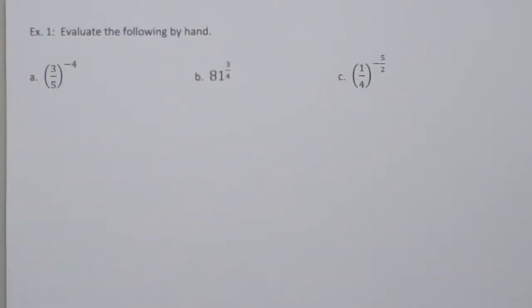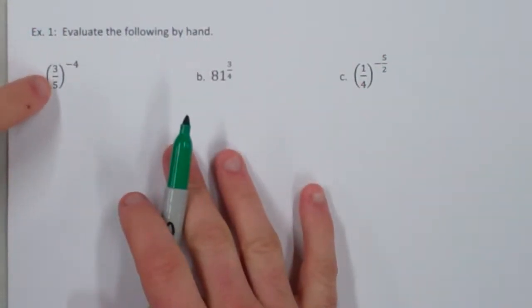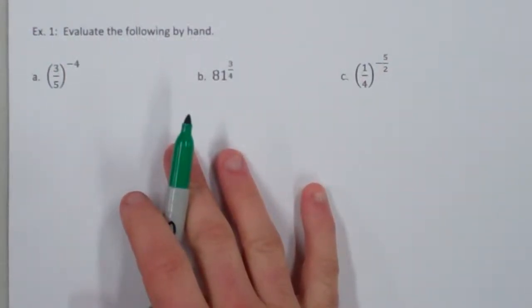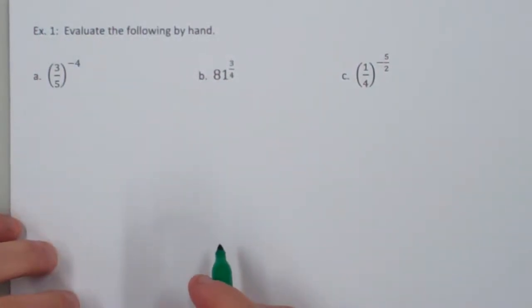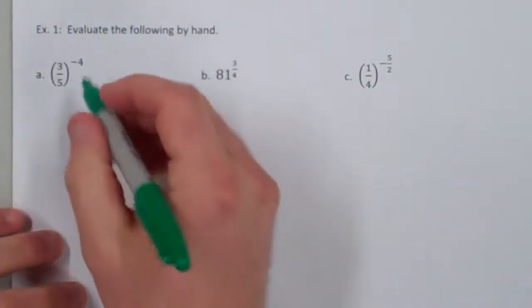Alright, for example 1, we need to evaluate the following by hand. In A, we've got 3 over 5, and that's all being raised to the negative 4 power. There's a couple different ways to do this one. Let me give you just one method here.